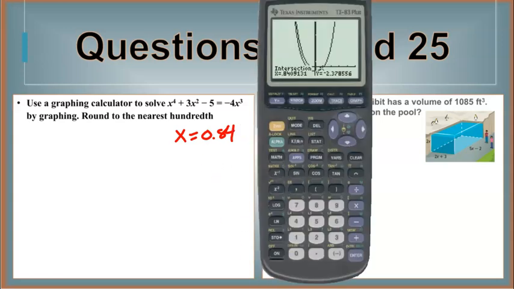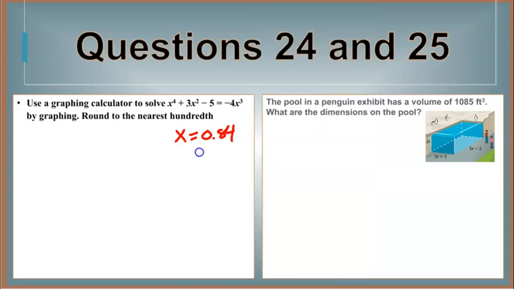And then if I go to the other side, so I hit second, trace, we're going to go to intersect, so number 5. And we're going to go to this other side. So we're going to go closer to that one. So I'm just going to use the right arrow button. So over here, hit enter. Second one, hit enter. Enter a third time. It's going to give us a negative 3.22. So x equaling about a negative 3.22.